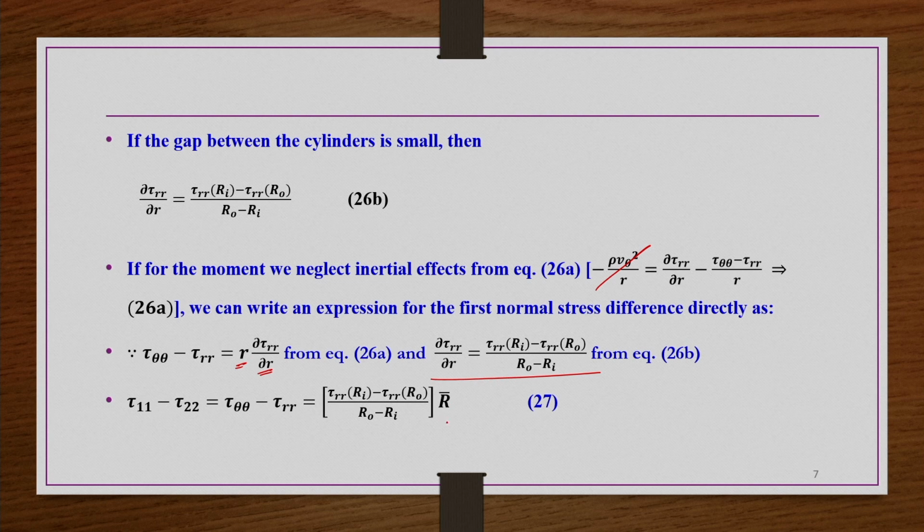So, this R, usually we take R bar, that is the midpoint between Ri and R naught. So, the first normal stress difference, τ_θθ minus τ_RR, you can find out from this expression easily without any difficulty.